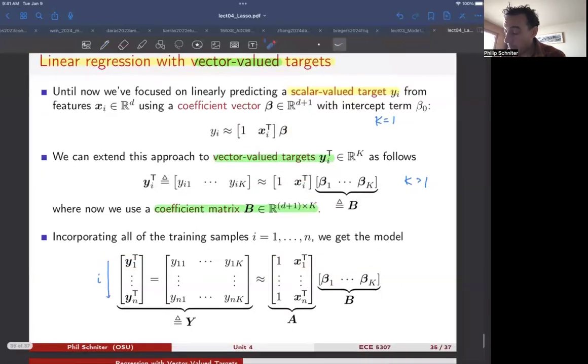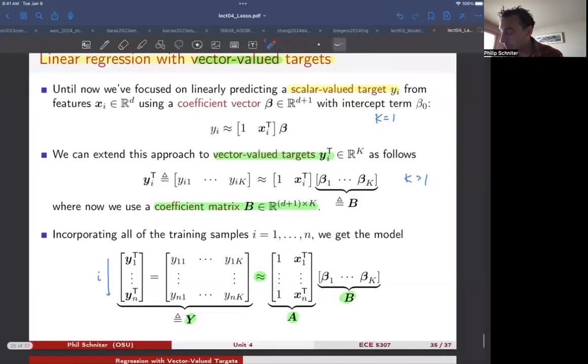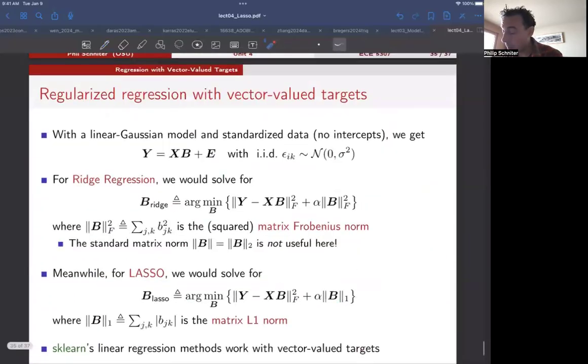So this is what you get. And when you step back and just write things in terms of matrices, you have Y approximately equal to A B. Instead of Y being a column vector and this being a column beta, we have Y the whole matrix and B is a whole matrix. So really that's the extension in terms of the model.